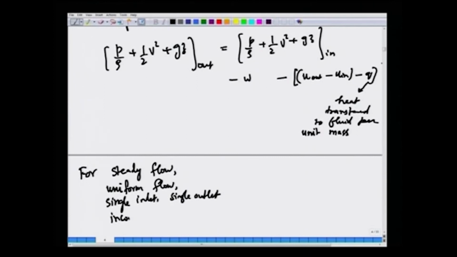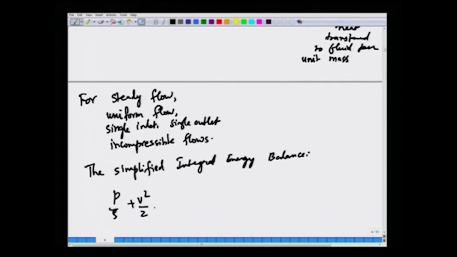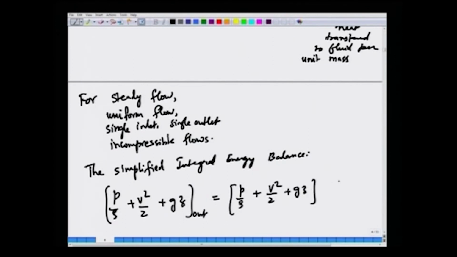And finally, we also have incompressible flows. The simplified integral energy balance becomes simply, so let us start with P by rho, that is conventional, V squared by 2 plus G Z. Let us again start with P by rho here also: P by rho plus V squared by 2 plus G Z, minus W S, the amount of shaft work done by the fluid per unit mass of the fluid, minus U out minus U in, minus Q.